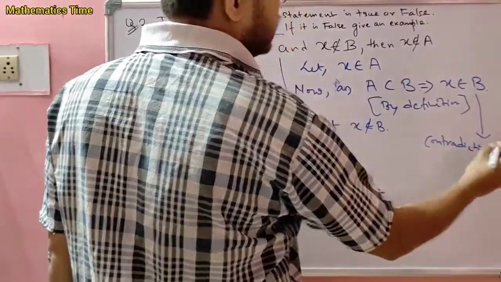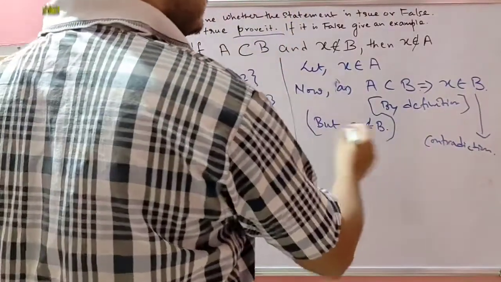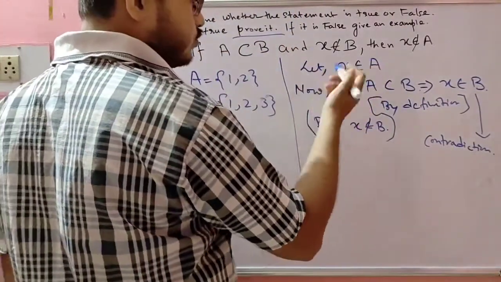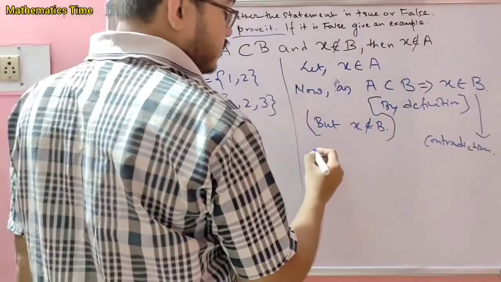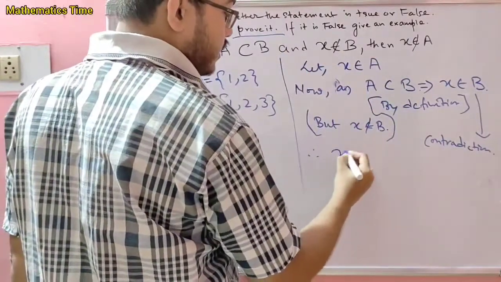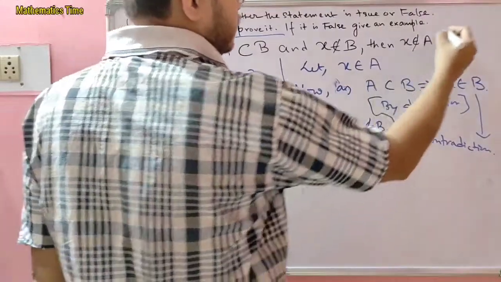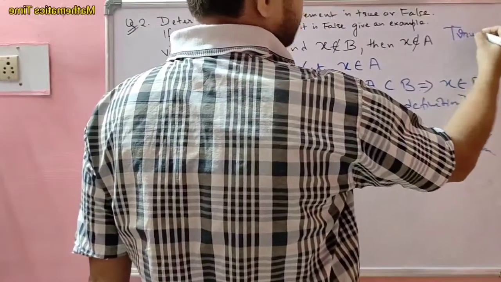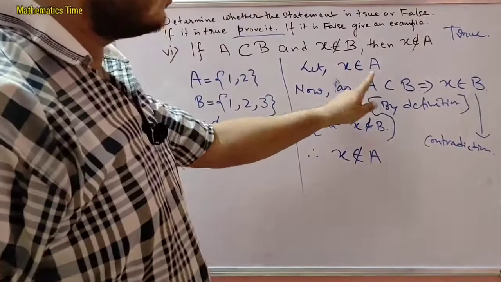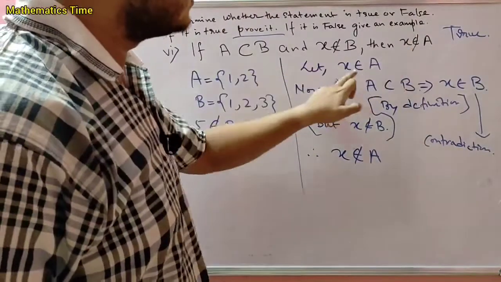You have to write this is a contradiction because of this statement. So what we have assumed is incorrect. Therefore we can write X does not belong to A, and this statement is true. First we have to consider X belonging to the set A. We have to contradict this first.